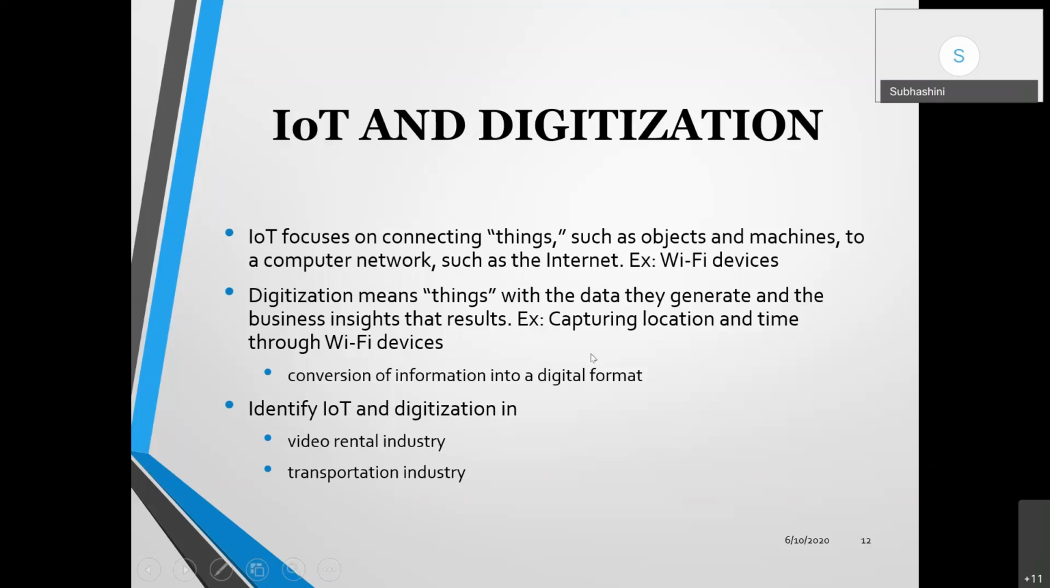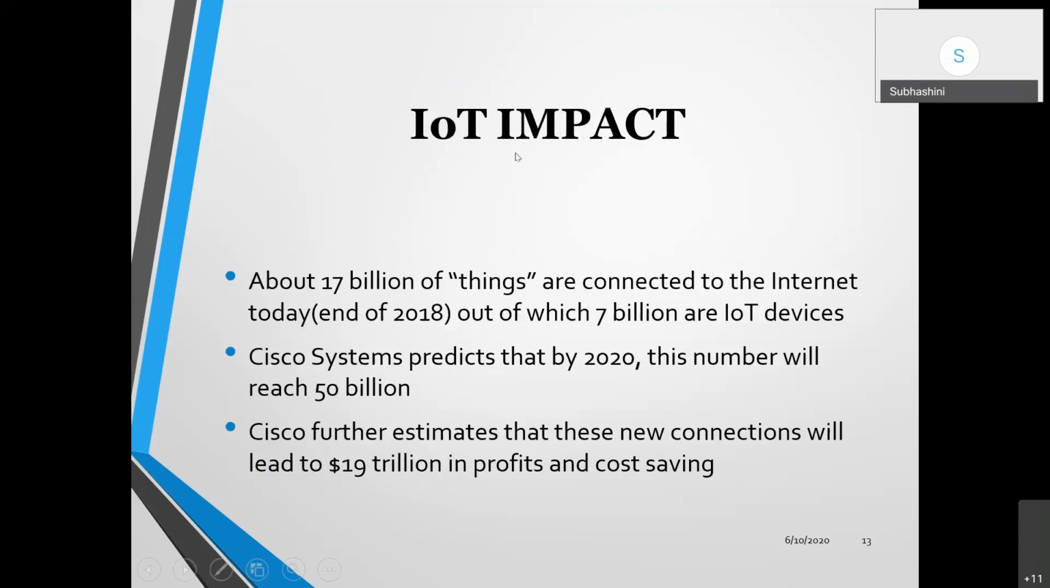Now, coming to IoT's impact, which is the next topic. As you all know, it is growing very fast. This survey was taken at the end of 2018 and tells us that 17 billion things are connected over the internet. Cisco predicts that by 2020, that is this year, it will reach around 50 billion. Please imagine things, not people. Forget about the people. We're talking about only things. 50 billion things will be connected over the internet.